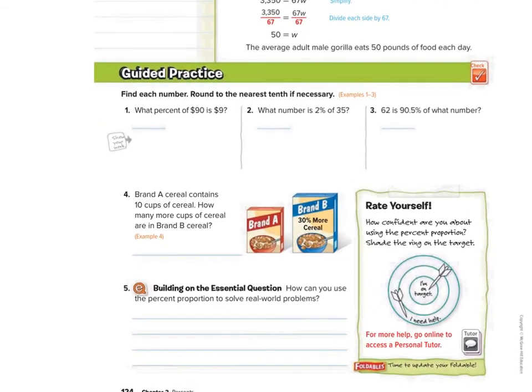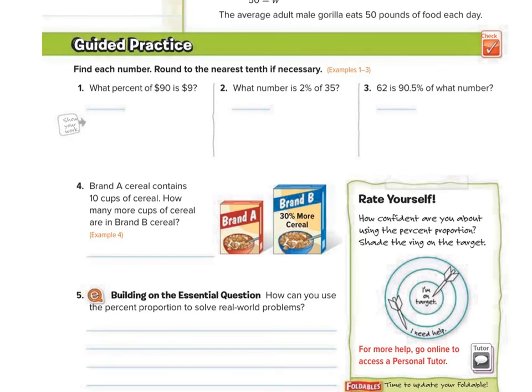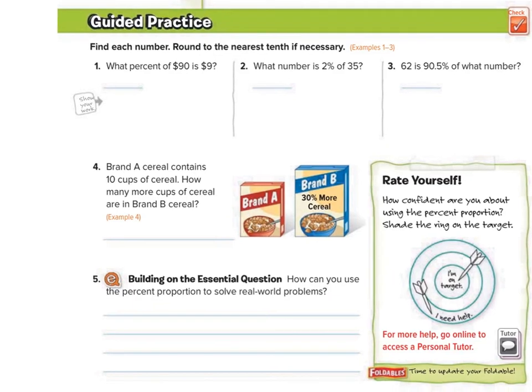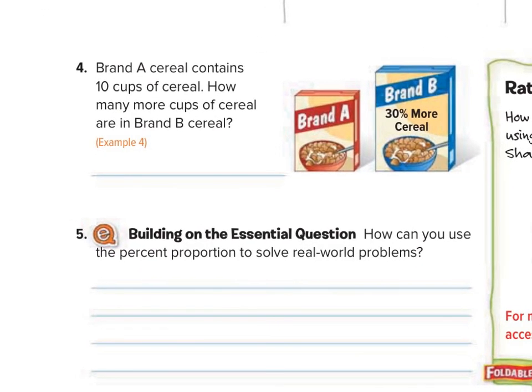I'm going to skip example 4 for right now. Here's an opportunity for you to practice a little bit more on 1, 2, and 3. Number 4 is a word problem. I think we'll actually stop and do that one together right now, because our ultimate goal here is to be able to handle word problems. And number 4, it says brand A cereal contains 10 cups of cereal. So how many more cups of cereal are in brand B cereal? And you've got pictures of the boxes here.